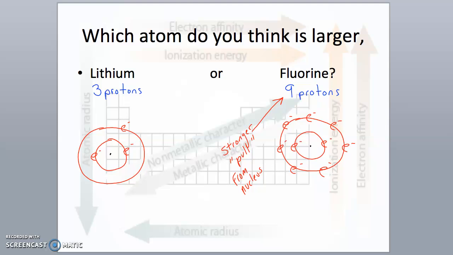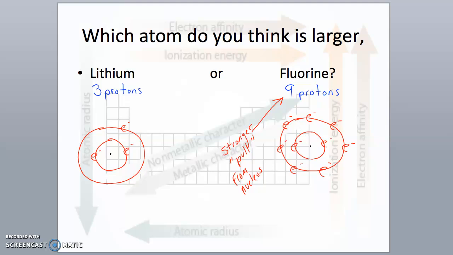When asked which is larger, it is reasonable to think that fluorine would be larger than lithium because it has more electrons. We have stated previously that the size of the atom is determined by the electrons, since the protons and neutrons are contained within a very small nucleus. The electrons are located in orbitals outside of the nucleus, so measuring the atom involves the electrons.